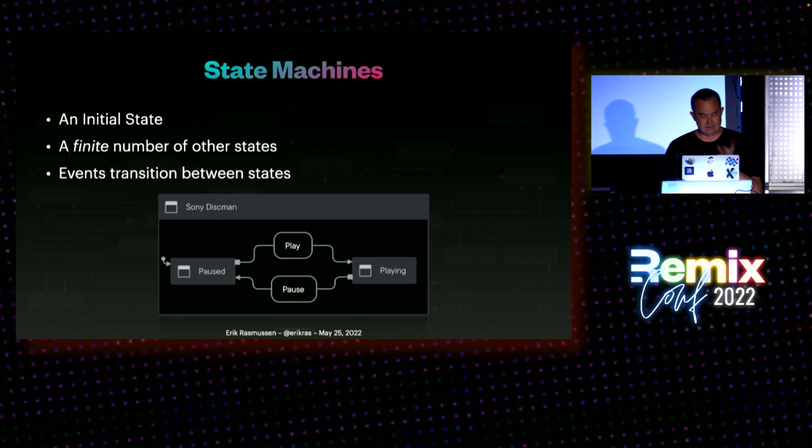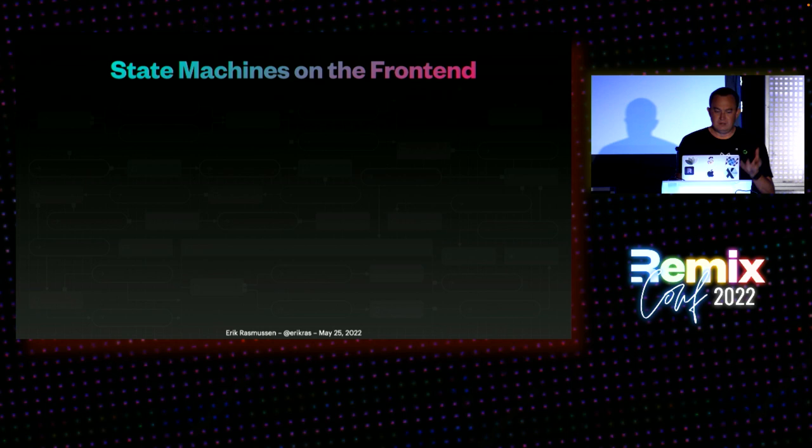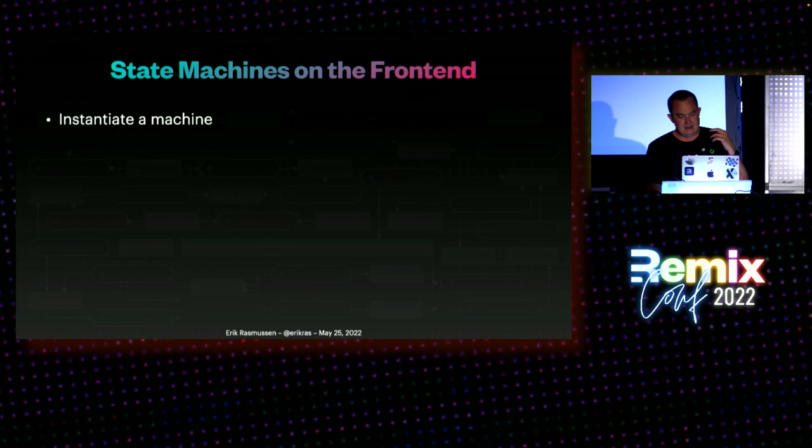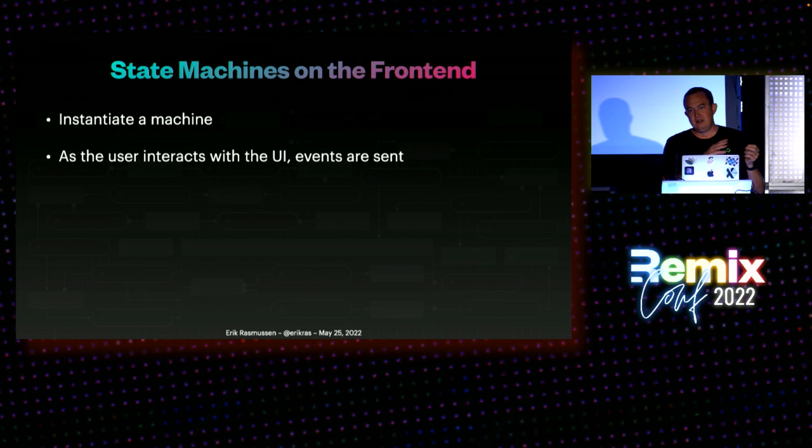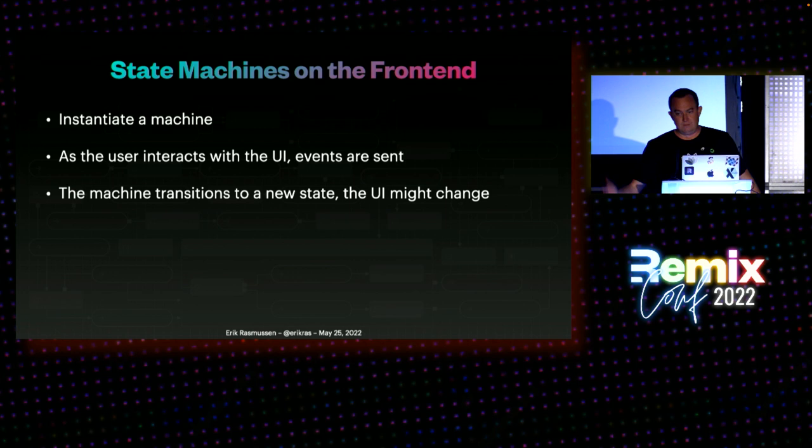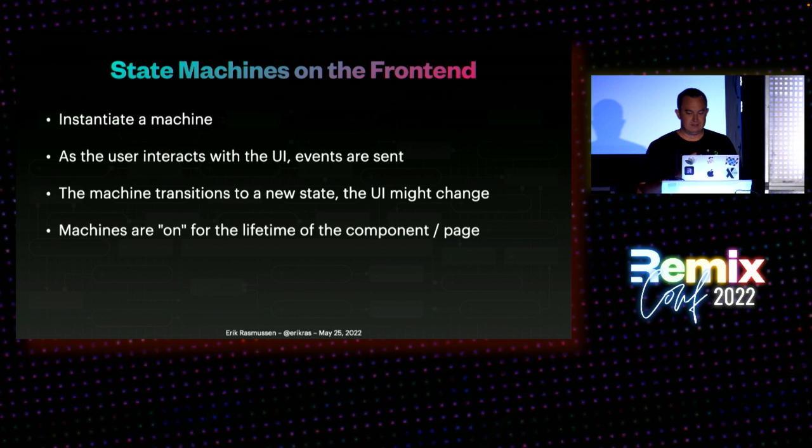Now, on the front end, typically what we do with state machines is we instantiate a machine, and then as the user goes interacting with the UI, events are sent to the machine, which may or may not have it transition to a new state. And if we're using a declarative system like React, it's easy to change the UI as those states change. And typically your machine is on for the lifetime of the component or the page.